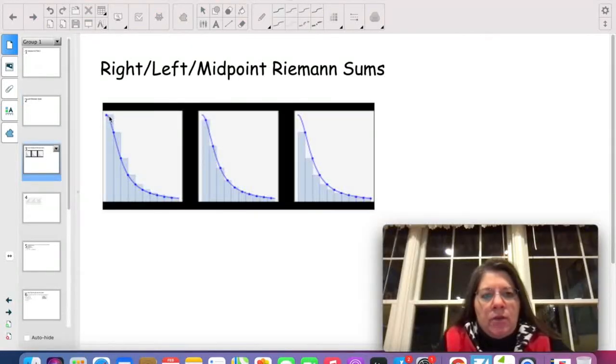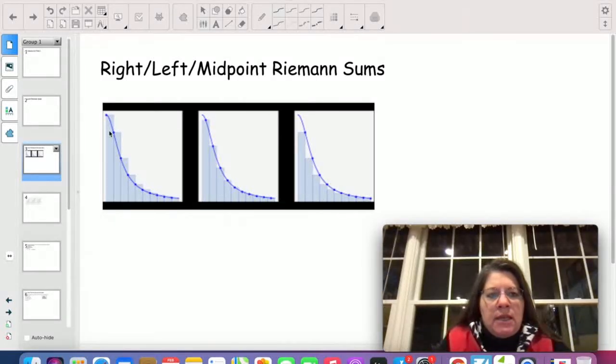If you look at this picture, that is a left Riemann sum. The rectangles are drawn from the left. The left-hand corner of the rectangle is the one that's touching the f of x function. This side is your right Riemann sum. It's touching the f of x function on the right side of the rectangle being drawn.